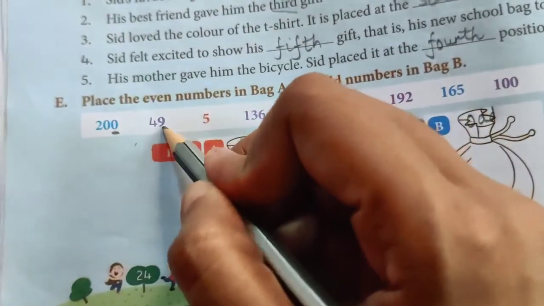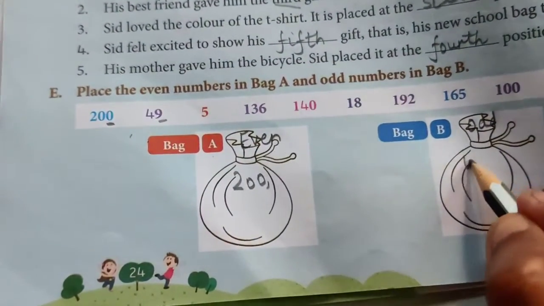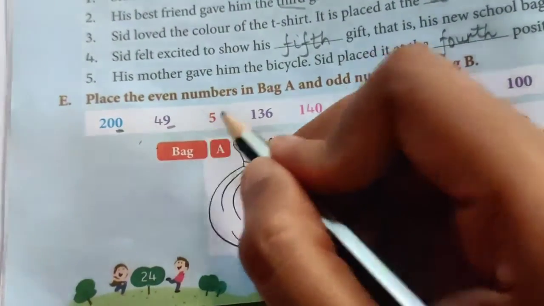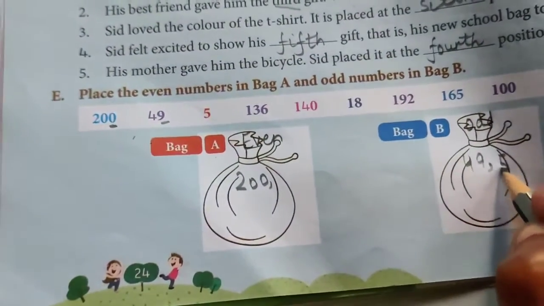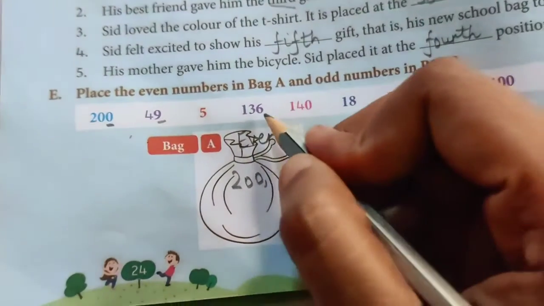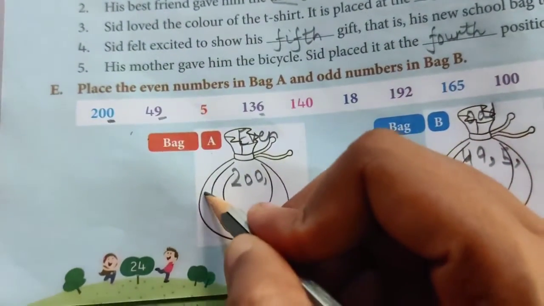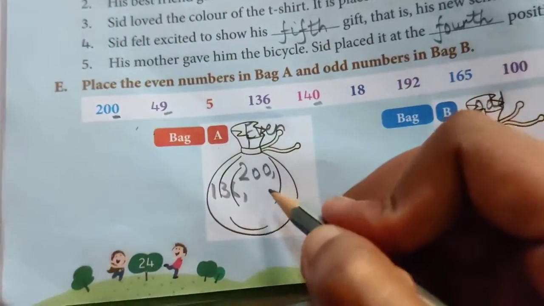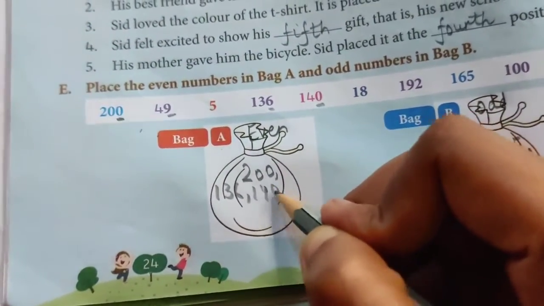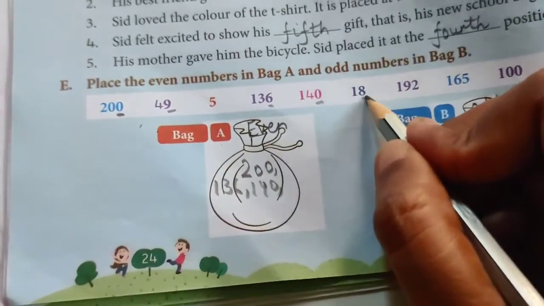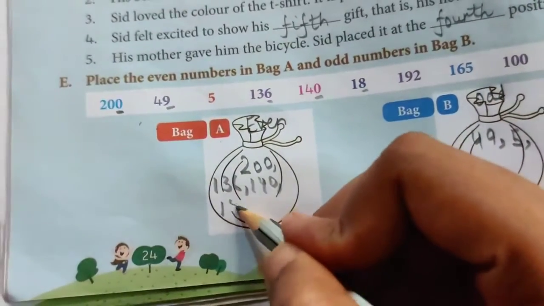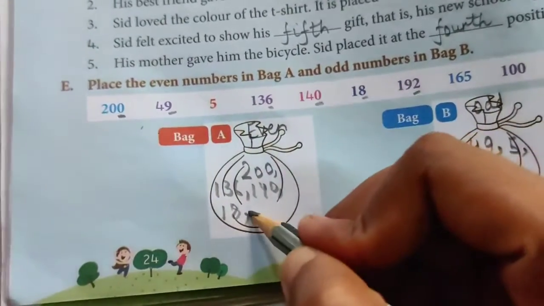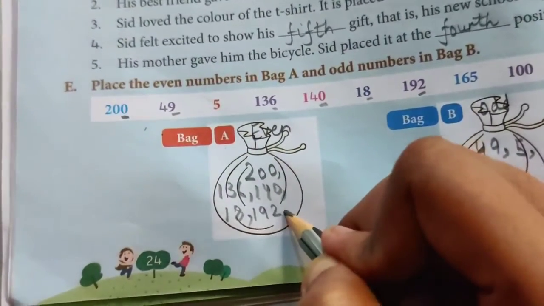Now 9 is here, so 9 is odd, so we will write here. Yes. Now next is 5. So 5 is also odd, so we will write here. Yes. Now see next number 6. So 6 is even, so 136. 0 is also even, so 140 is also even. Now 8 is also even, so 18. Then 2 is also even, so 192 will come here.